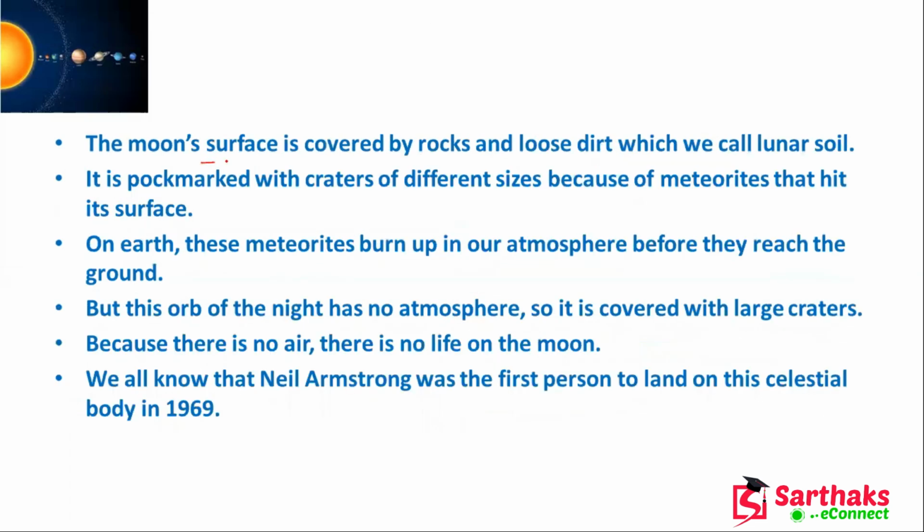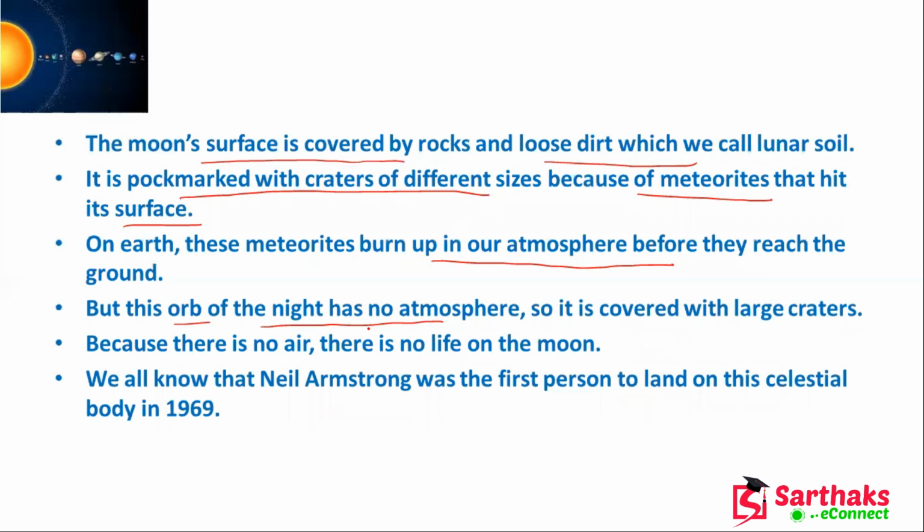Now the moon's surface is covered by rocks and loose dirt, which we call lunar soil, and it is pockmarked with craters of different sizes because of meteorites that hit the surface. On earth these meteorites burn up in our atmosphere before they reach the ground, but this orb of the night has no atmosphere, so it is covered with large craters. And because there is no air, there is no possibility of life. We know that Neil Armstrong was the first person to land on the celestial body, in 1969.